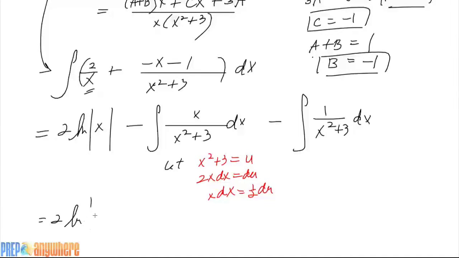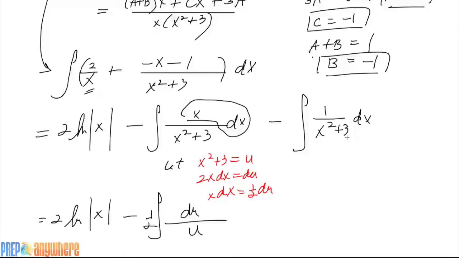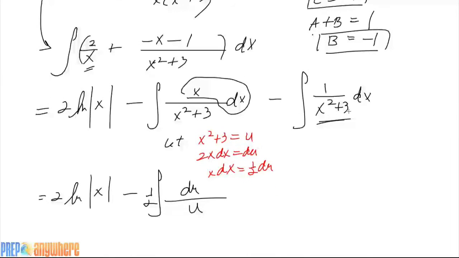Okay, so we get x dx here can be replaced with half of du, and the bottom will be just u. Okay, and this here is actually a slightly modified version of the derivative of arctan. So the key here is actually to divide the top and bottom by 3. Okay, so then you get this 1 over 3. You get x squared over 3 plus 1.